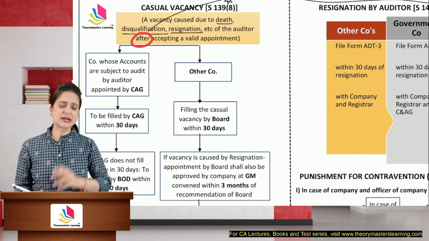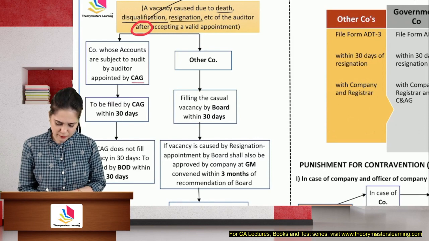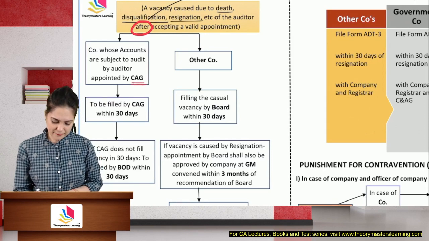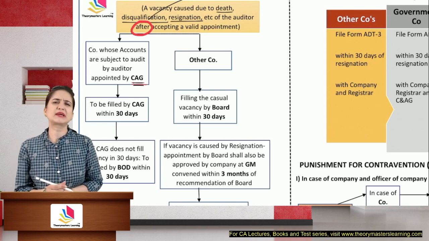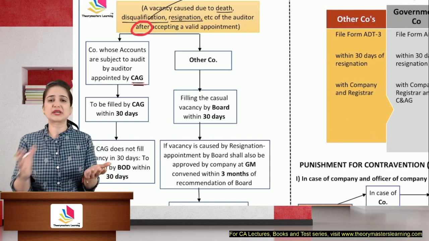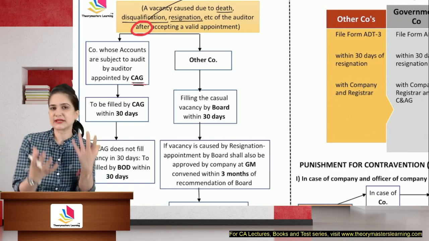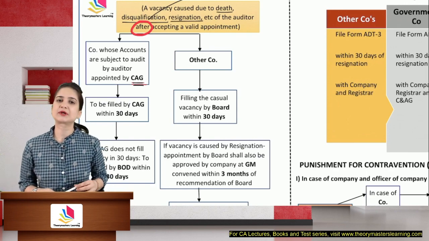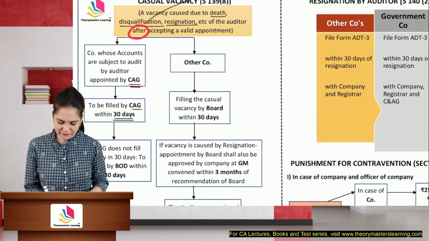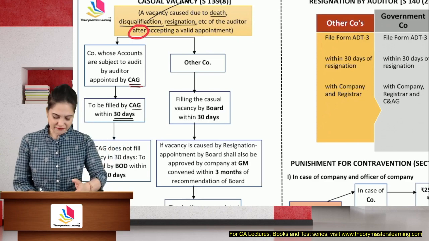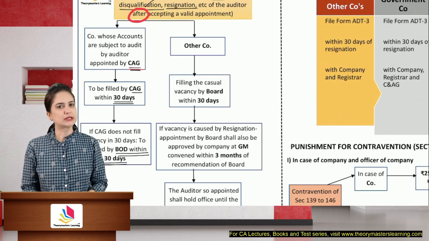Now, if the casual vacancy is created in case the auditor is appointed by the Comptroller and Auditor General, so you are a company whose accounts are subject to audit by the auditor appointed by CAG. This will happen in case of a government company or a company which is either owned, controlled directly or indirectly by central government, one or more state governments, or partly by central and partly by state government. If you are an auditor appointed by CAG, then the casual vacancy will be filled by CAG within 30 days of creation. And if the CAG does not fill it, then it will be filled by the board within 30 days.